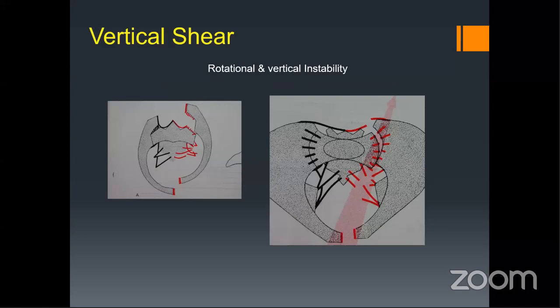And the vertical shear really is a combination of everything, where there's both rotational and vertical instability. So essentially all the ligaments that support the pelvis are gone, and there isn't any inherent stability left in any plane.